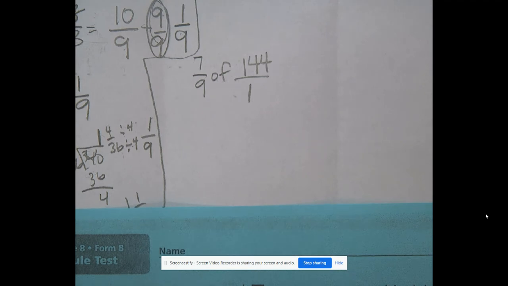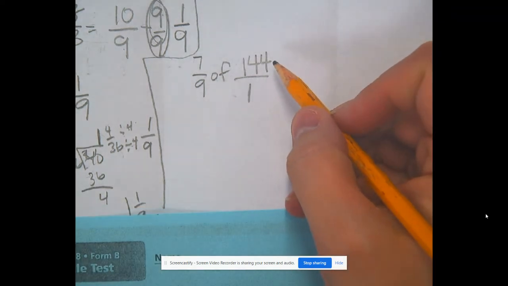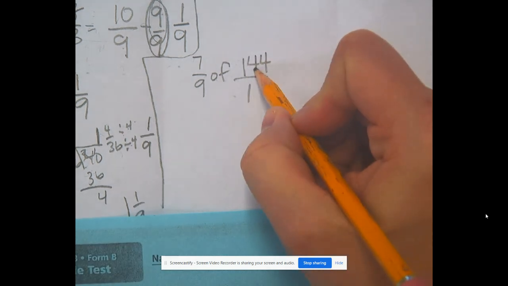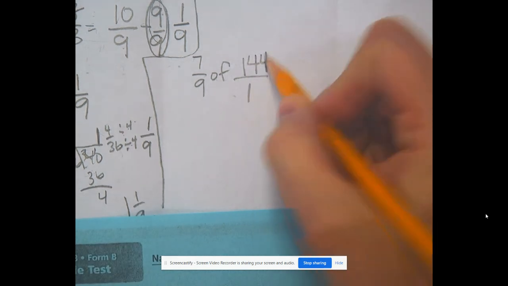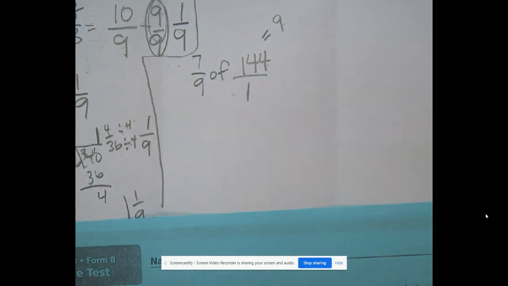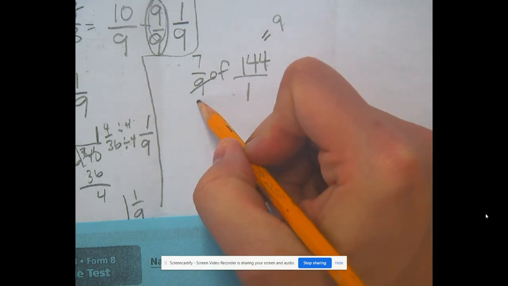What do I do to find out if 144 is divisible by 9? Ooh, not just the last 2 digits, but all the digits. Good. What's 1 plus 4 plus 4? Ooh, is there something times 9 that gives us 9? Can I cross cancel? What can I divide them both by? 9. 9 divided by 9 is 1.